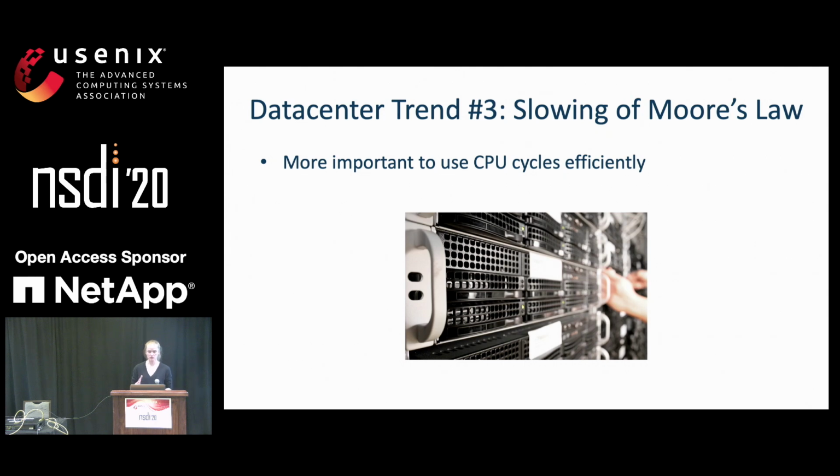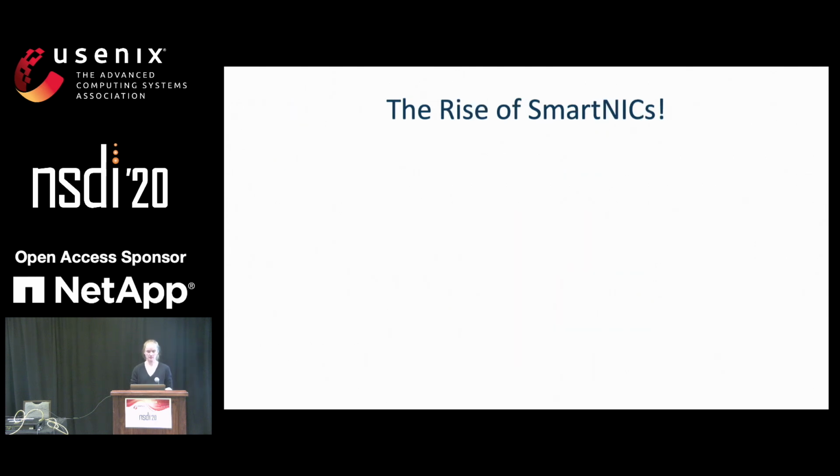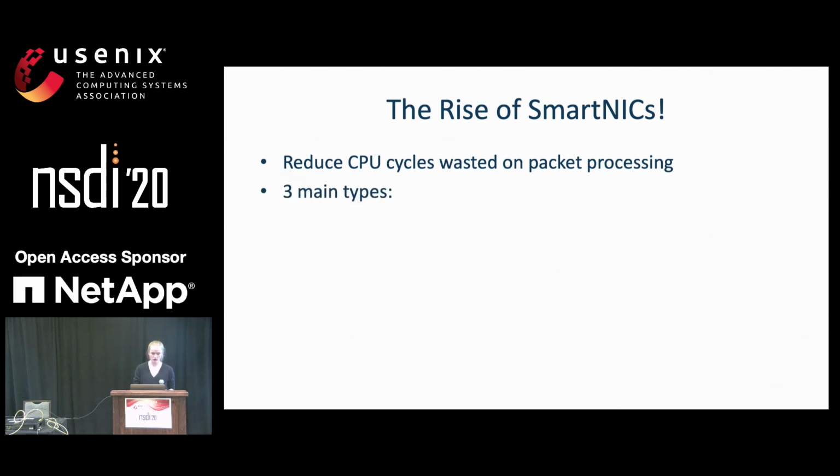In response to this third trend in particular, we've seen the rise of Smartnics. So these have emerged to help address the challenge of CPU efficiency. And the way that they do this is they help reduce the amount of CPU cycles that you spend processing packets by allowing you to offload some functionality to a Smartnic. And overall, there are sort of 3 main categories of Smartnics that have emerged so far.